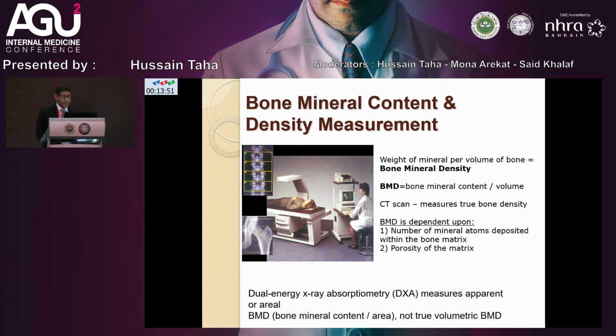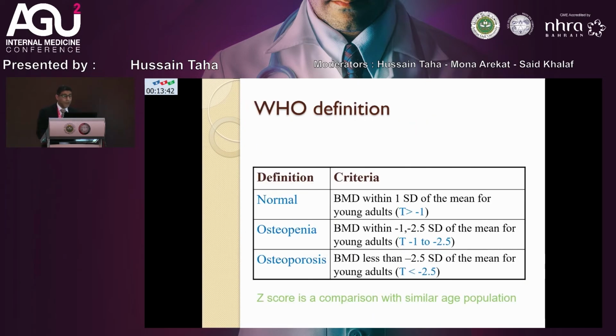The DEXA scan, dual-energy X-ray absorptiometry, measures the real bone, and sometimes we can go for a CT scan, which shows the actual bone. Osteoporosis is defined as a T-score of minus 2.5 or lower, or sometimes a pathological fracture with a T-score above minus 2.5.